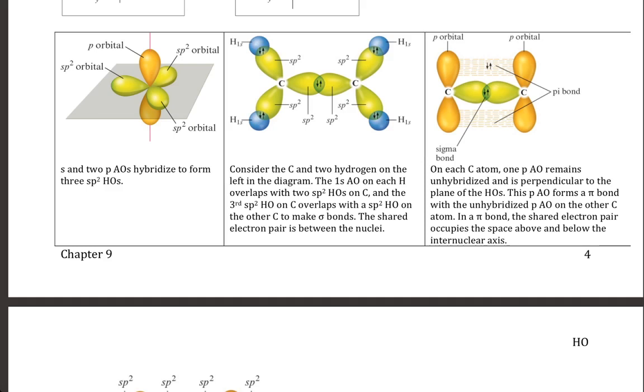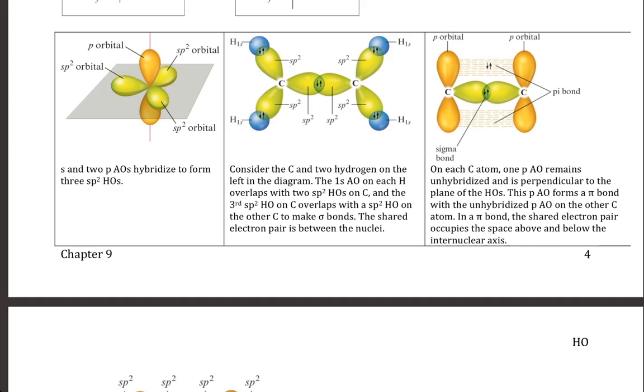And we come up with this middle diagram with the blue and the green. Consider the C and 2 hydrogens on the left in the diagram. The 1s atomic orbital on each hydrogen overlaps with 2 sp2 hybrid orbitals on carbon, and the third sp2 hybrid orbital on carbon overlaps with an sp2 hybrid orbital on the other carbon to make all of them sigma bonds.